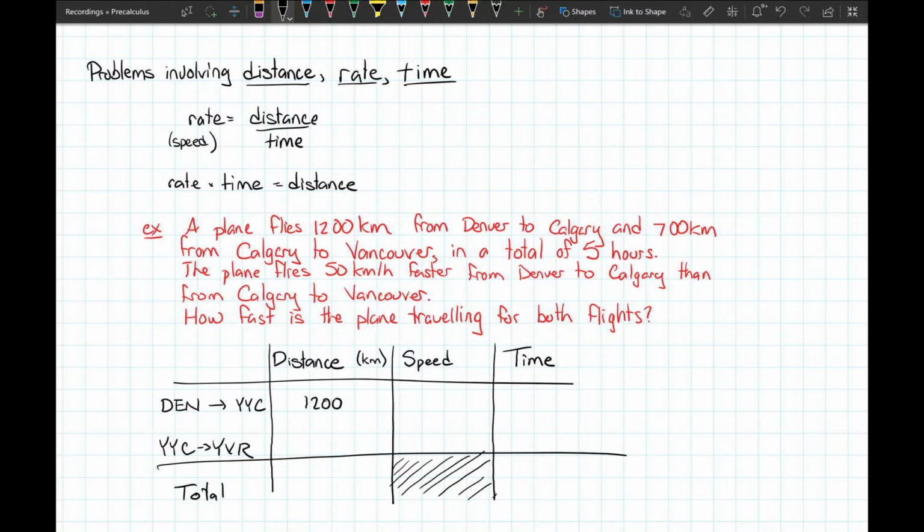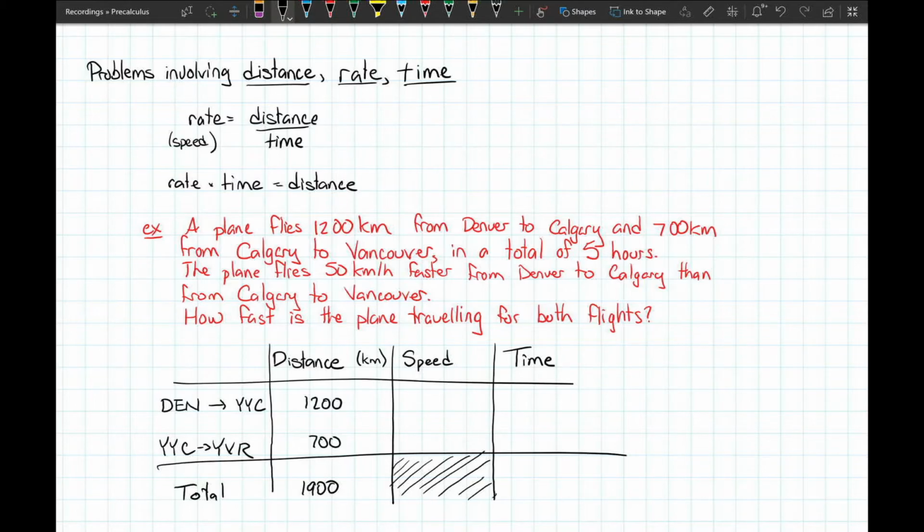From Calgary to Vancouver, we have 700 kilometers. And if you wish to add those together, you can. We can get 1,900 kilometers. Whether or not any of this is useful, just keep in mind that at least you can add those, and we have an equation. Now, this equation doesn't have any unknowns in it, so it might not be super useful, but in other examples, you would be able to form an equation already.